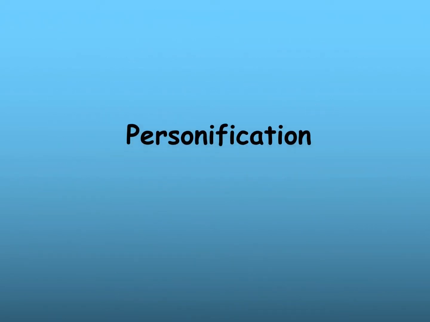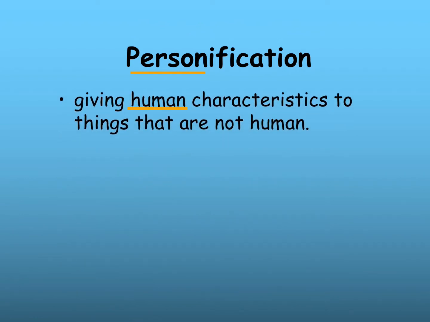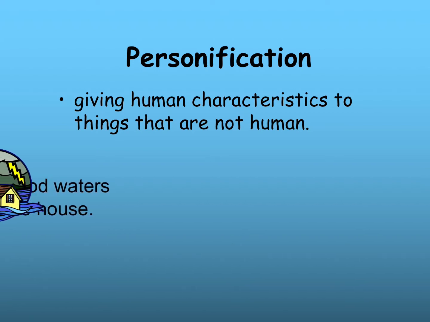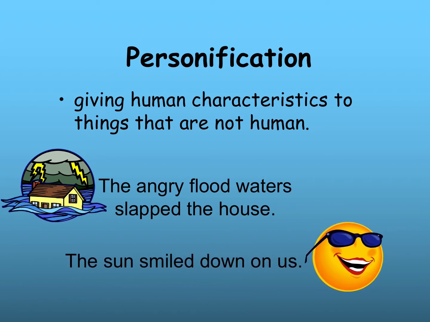The next type is personification. Personification gives human characteristics to things that are not human. So human characteristics to things that are not human. The angry flood waters slapped the house. Okay. Water is not human. You can slap something with your hand, human, but in this case we're giving the water human characteristics. The sun smiled down on us. The sun is not human, but we're giving it the characteristic of smiling.